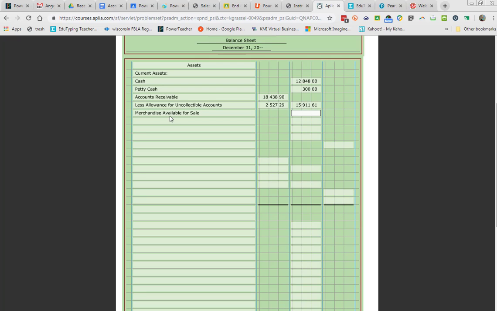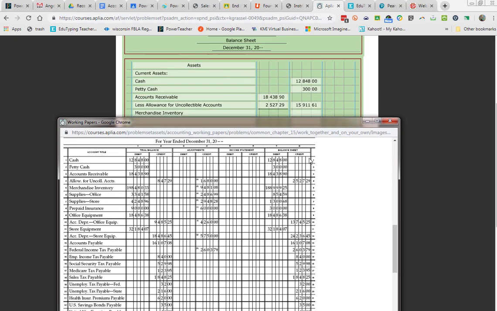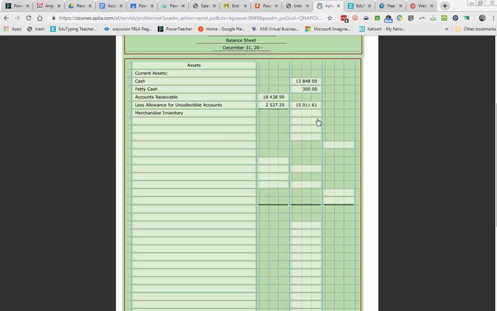Now, merchandise inventory, which number do I use? No different than allowance for uncollectible accounts. I did not put the 847 number. I did the 2527. So you have to get all of your numbers from the balance sheet column. Don't use the trial balance, because allowance for uncollectible accounts, merchandise inventory, all of these assets are being affected by an adjustment, and I need to account for that.